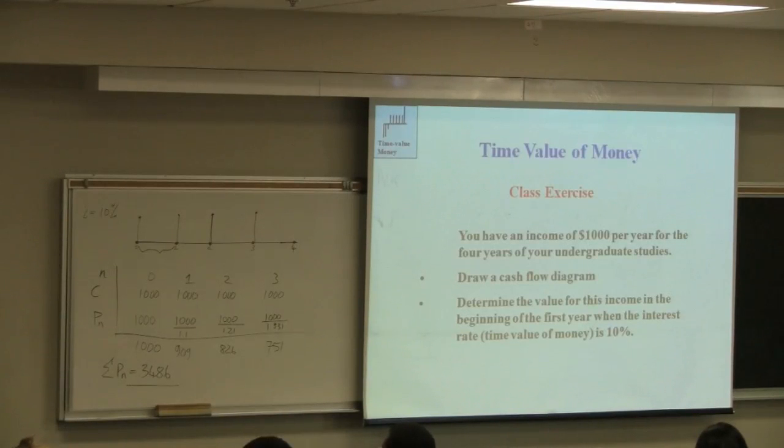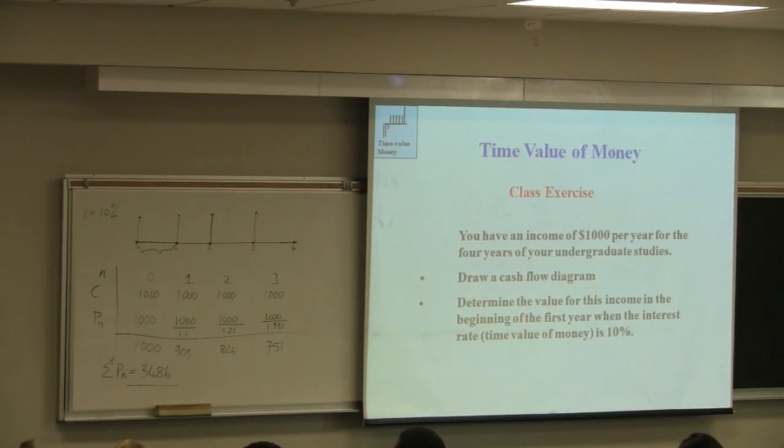How do you interpret that $3,486? What is the meaning of that? It is the total money that you would have received over 4 years, in present day terms.